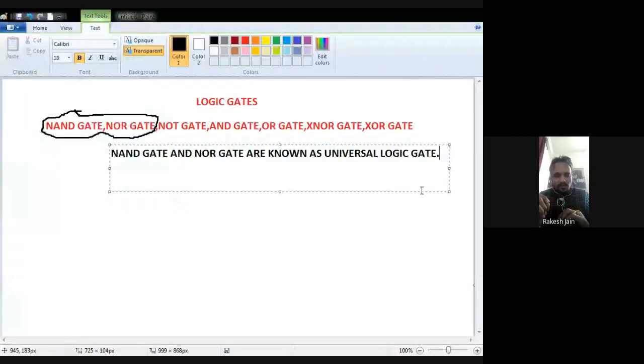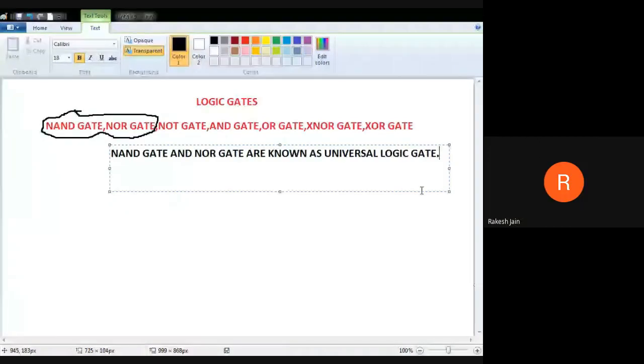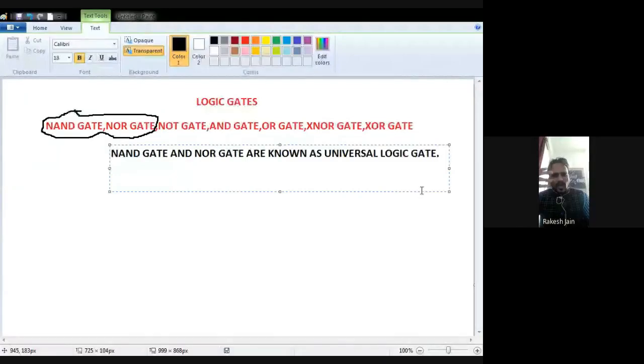So, first of all, I will explain you about the different logic gate IC numbers. So, see very carefully, these are different kinds of logic gates. Now, which are the universal logic gates among these? Then remember one thing, that NAND gate and NOR gate are known as universal logic gates. This NAND gate is a universal logic gate, as well as this NOR gate is a universal logic gate. What is the meaning of these universal logic gates?